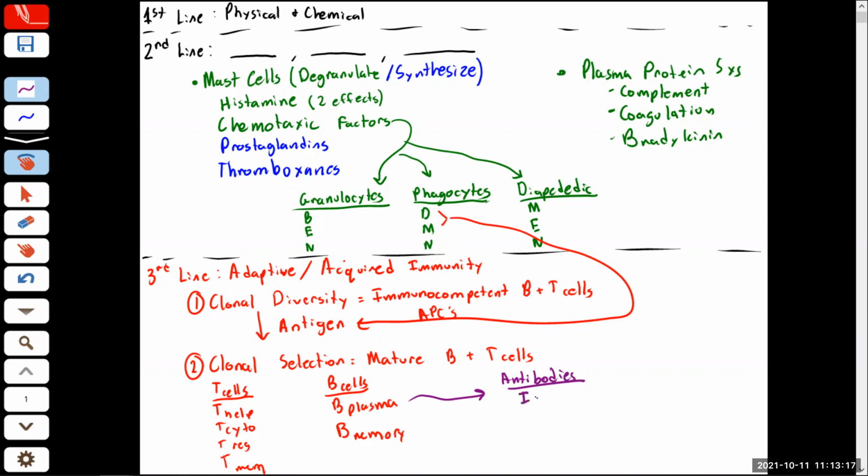We got IgM, IgG, IgE, IgD, IgA. Now, IgG, that's the killing one. IgM is the memory one. IgE, parasites, allergies. IgA was present in your secretions, which we linked back to which line of defense? First.